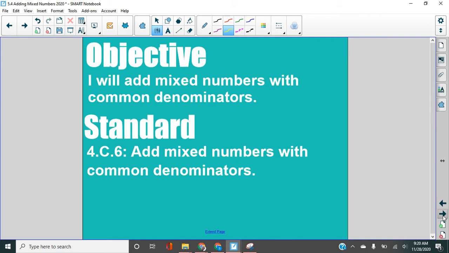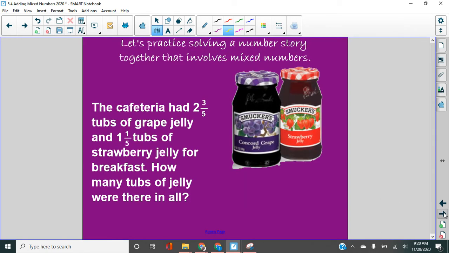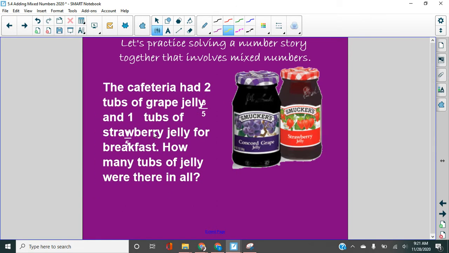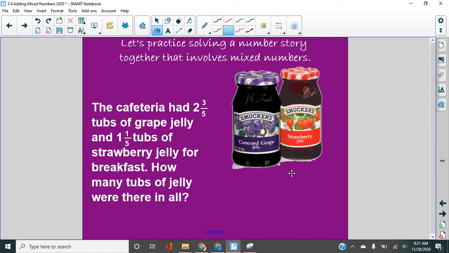So what we're going to be doing is adding mixed numbers with common denominators, meaning that the denominators, the bottom numbers, are the same. So we're going to practice using a number story here. The cafeteria had 2 3/5 tubs of grape jelly and 1 1/5 tubs of strawberry jelly for breakfast. How many tubs of jelly were there in all? Right? A tub is a container. So our whole here is a tub, right? A container of grape jelly.